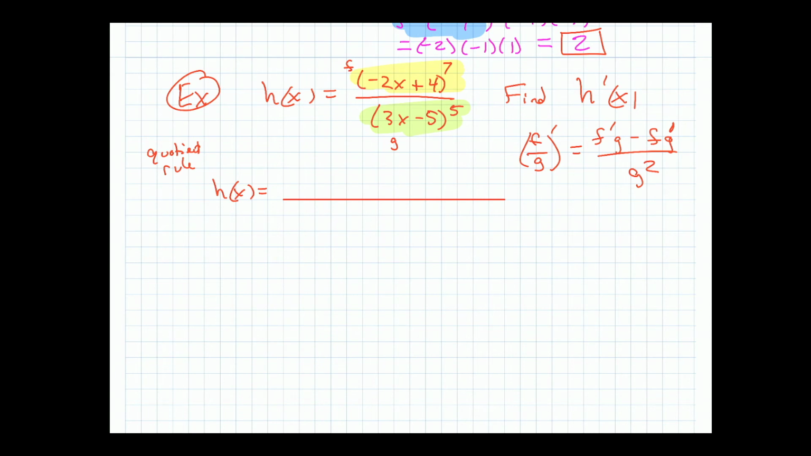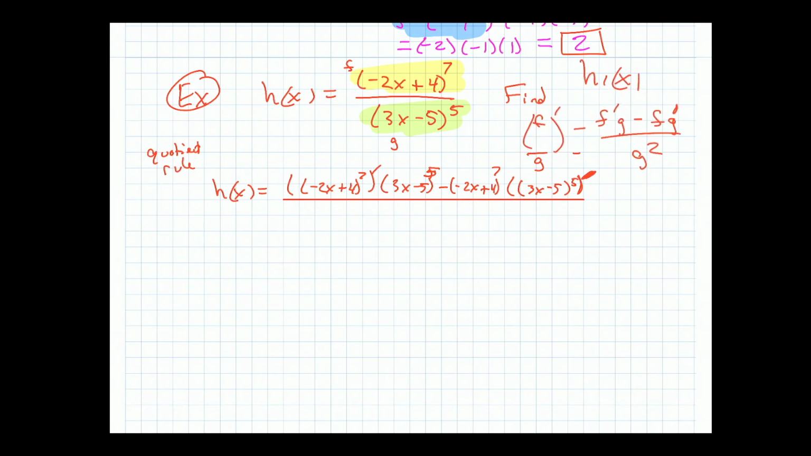So f prime, g minus f g prime. I'm going to run out of room, I can see it. I'm going to try to move this. Sort of worked, sort of didn't.